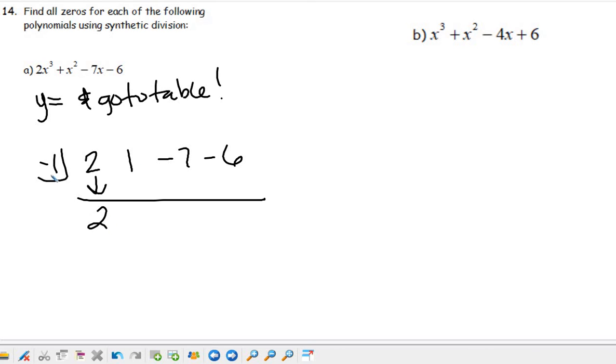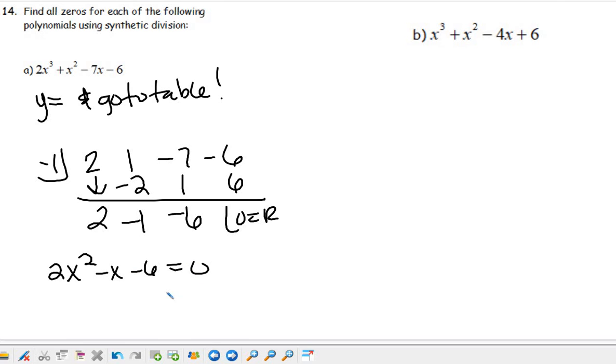Okay, so we have 2. So negative 1 times 2 is negative 2. Plus 1 is negative 1, times negative 1 is 1, plus negative 6 is negative 5... wait, negative 7 plus 1 is negative 6, times negative 1 is positive 6, plus negative 6 is 0, which is what we expected to happen. And this leaves me with 2x squared minus x minus 6 equal to 0.